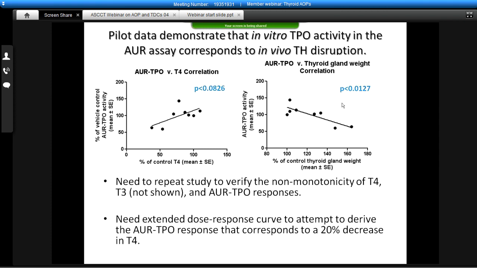So we'll repeat this study and try to develop this physiological anchor for the high-throughput screening assay in order to understand, when we inhibit thyroperoxidase in an in vitro screening assay by 50%, what kind of T4 decrease might that correspond to in the animal?